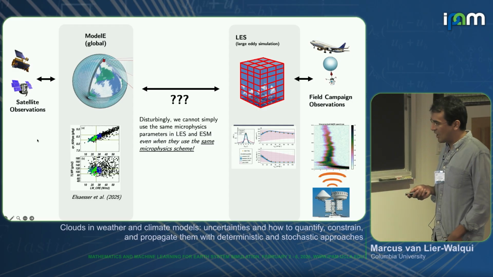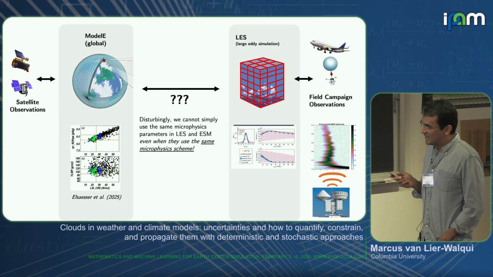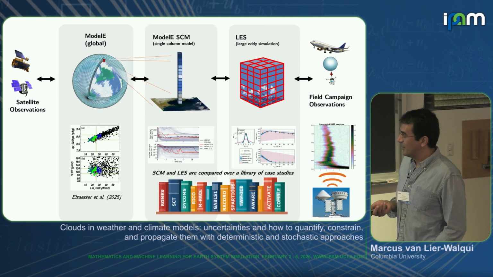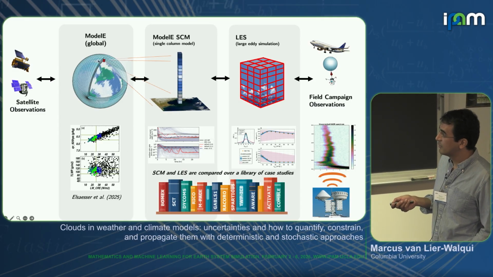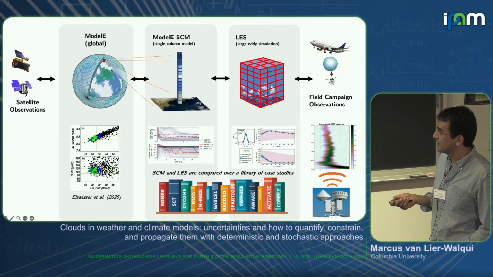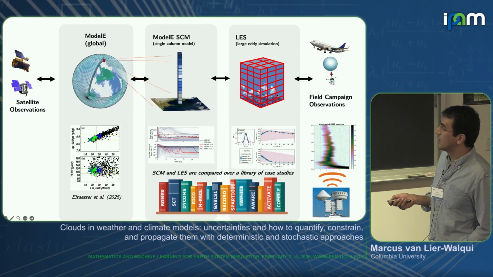I'm not going to talk about the reasons why, but yeah, it's a little bit scary. So what we do is single column models. We take a single column with some sort of prescribed forcing, and then we can run our global model with our global model physics, and then we can compare it to our high resolution model with the same forcing.